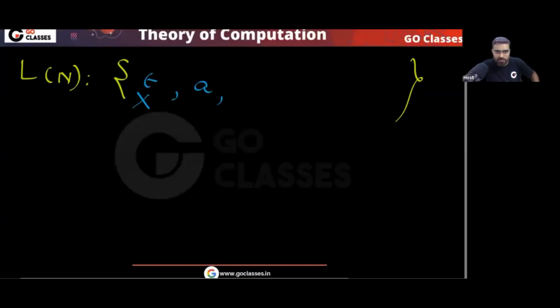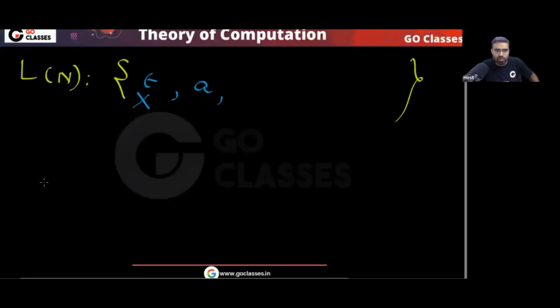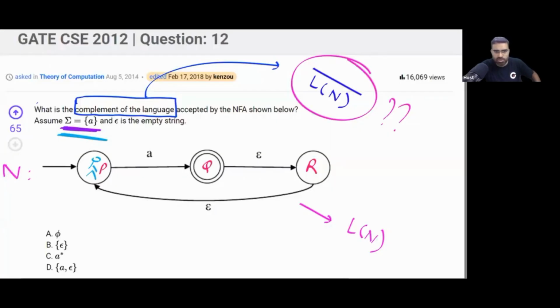A is accepted. What about double A? Is double A accepted? Let's call this state P, this state Q, this state R. So tell me, is double A accepted or not? Yes, double A is accepted. From the initial state P, you will read A and you will go to state Q.